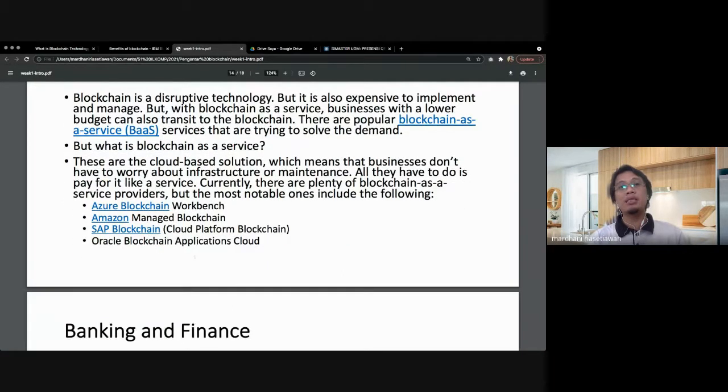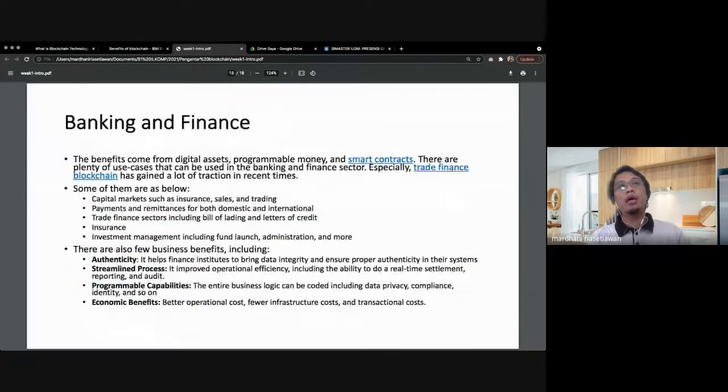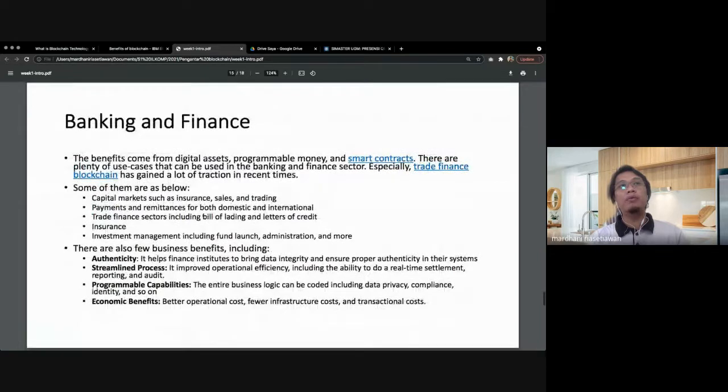So we need to manage to also build a decentralized system. When we look at implementations, let's say we can learn from the banking and finance industries. When using blockchain, the benefit comes from digital assets. We can have programmable money and smart contracts. I think one of the components of blockchain best practice is the smart contract, which I will explain later.